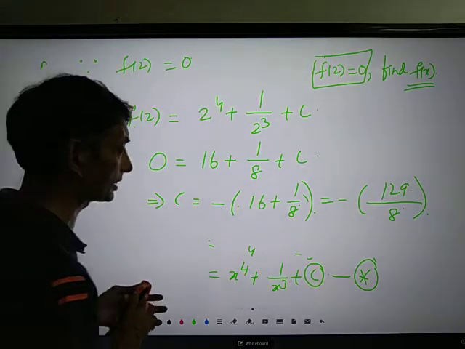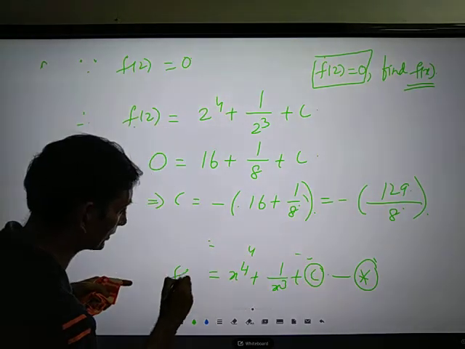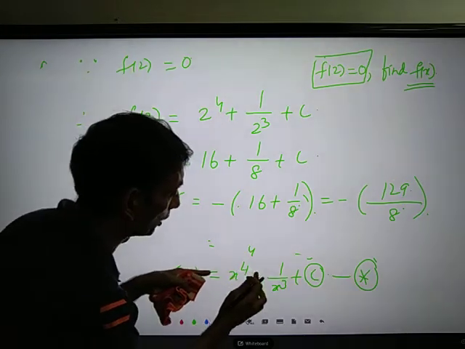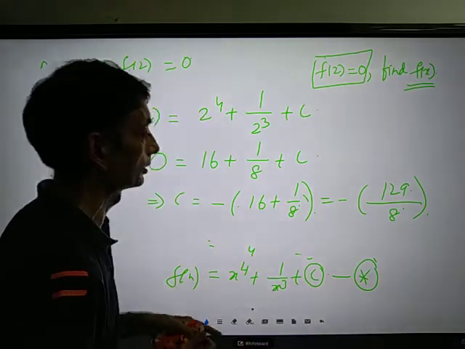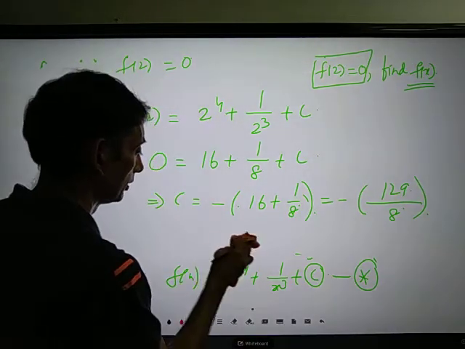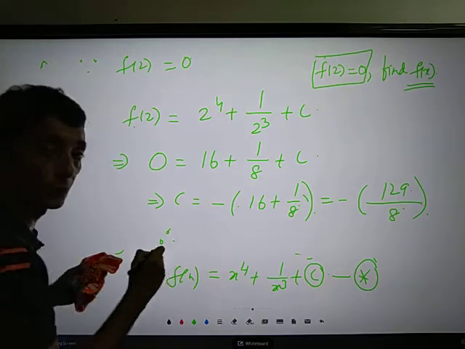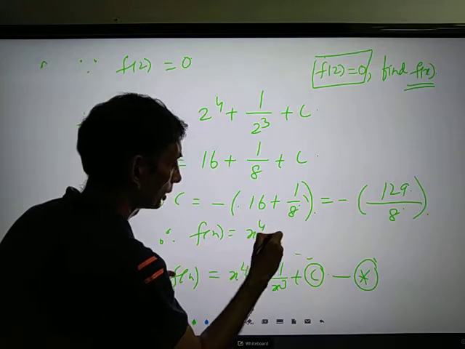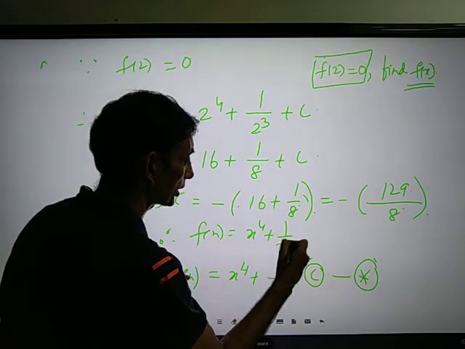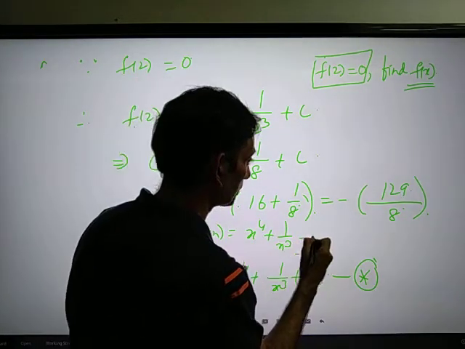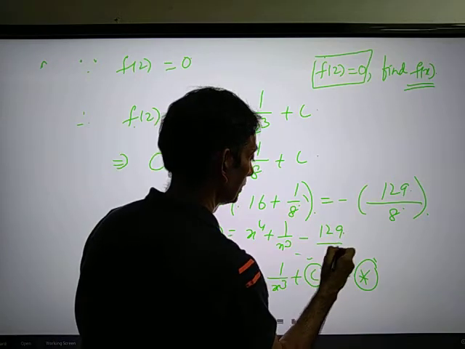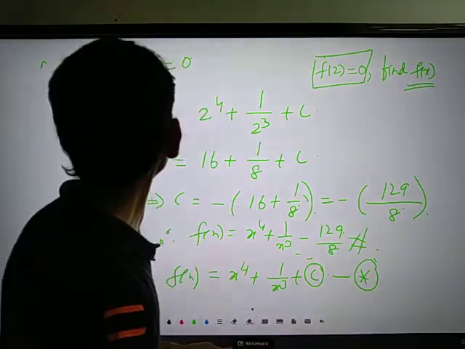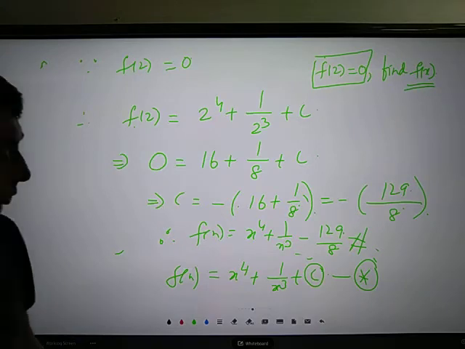Therefore, you can just write the value of f(x). So what is the value of f(x)? f(x) is equal to x to the power 4 plus 1 by x cube plus c. So f(x) is equal to x to the power 4 plus 1 by x to the power 3, and the c value is minus 129 by 8. So this is the answer for this question.